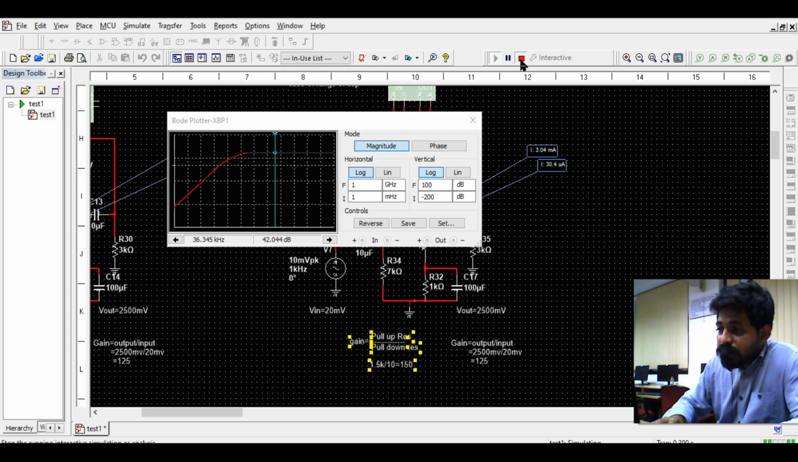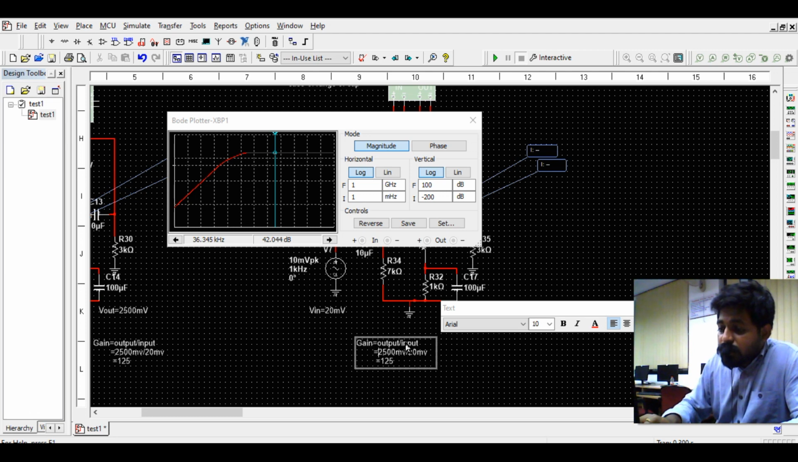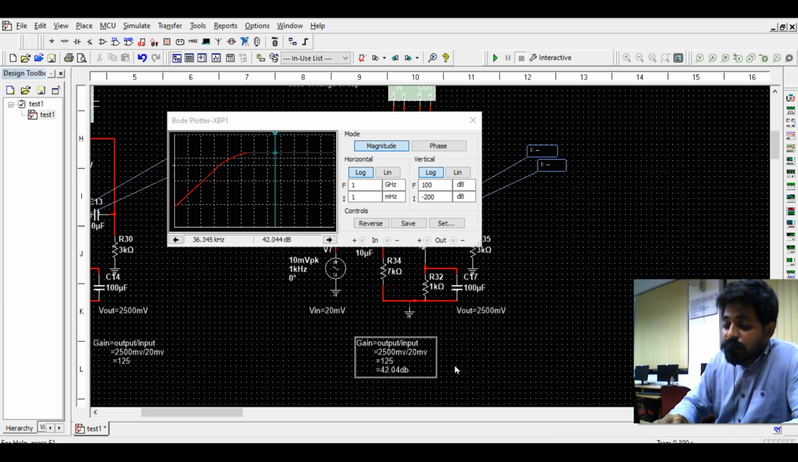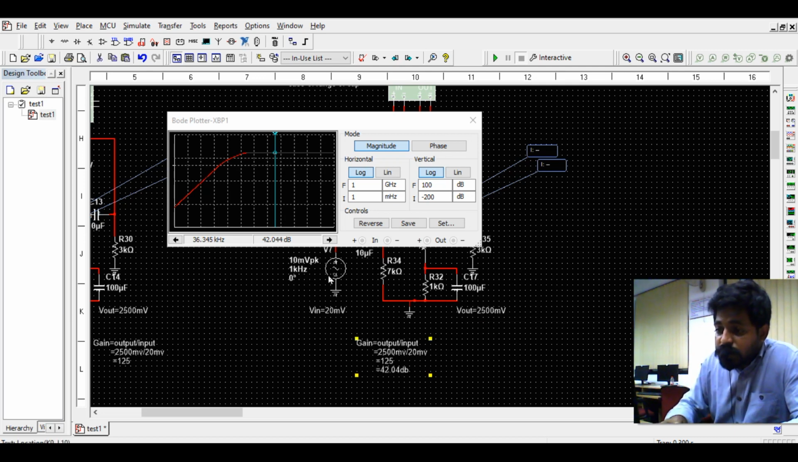I will remove it. So here, the gain we got is 125. In dB, if you calculate the value, it will be around 42.04 dB. In terms of dB, this one is the normalized gain, and this one is in terms of dB, right? So now what I am trying to do is calculate the lower cutoff frequency.